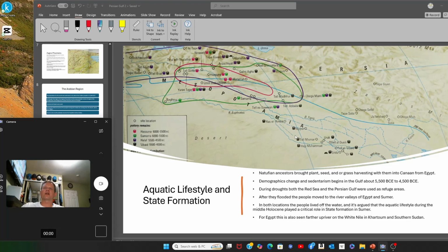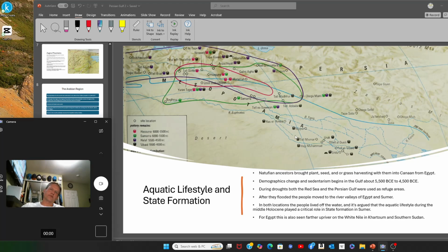During droughts, both the Red Sea and the Persian Gulf were used as refuge areas. After they flooded, the people moved to the river valleys of Egypt and Sumer. In both locations, the people lived off the water, and it's argued that the aquatic lifestyle during the Middle Holocene played a critical role in state formation in Sumer. For Egypt, this is also seen farther upriver on the White Nile in Khartoum and southern Sudan.